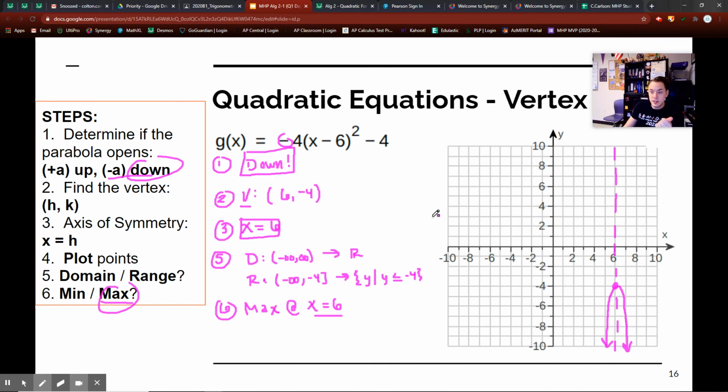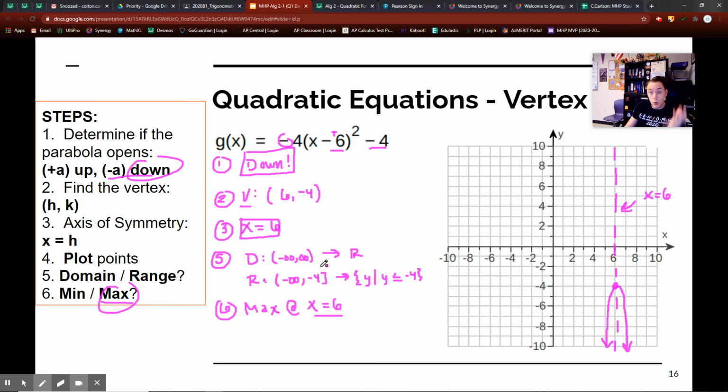Perfect. It does go down. My vertex is 6, -4, because I had to do the opposite sign here. So this is going to be a +6 instead of a negative. So +6, -4 right here. My axis of symmetry is right here. This thing is x equals 6. So that's where it flip-flops back and forth. That's my axis of symmetry.